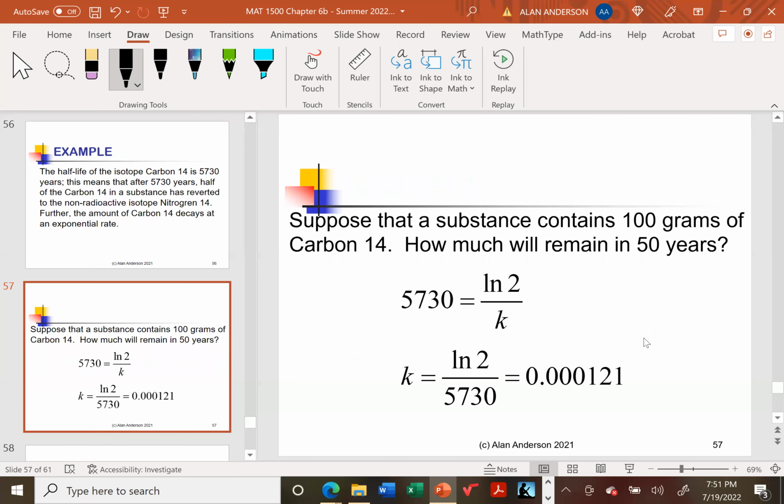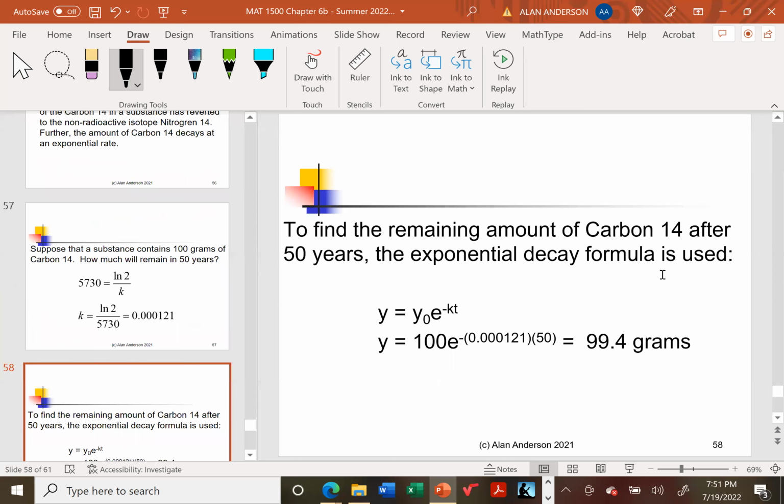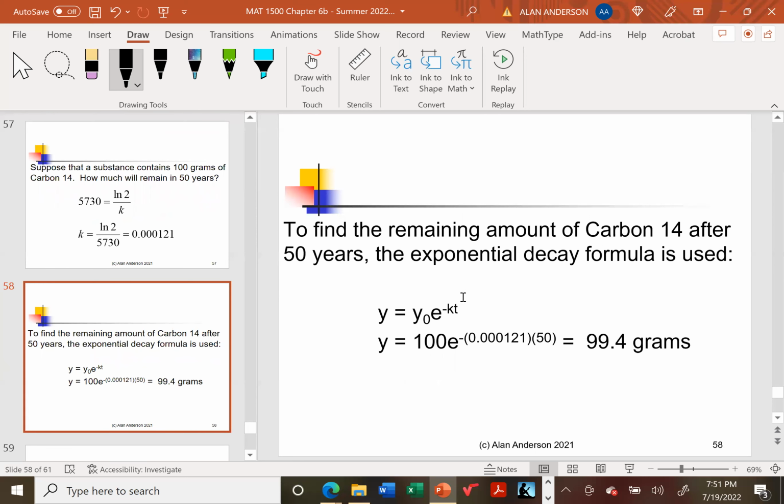So we set the half-life to 5732 = log 2 over k. So the k, as you can see, it's a very slow decay rate, 0.000121. And so now what this means is that now that we have k, we can predict how much will be left after any number of years. Okay, so in other words, this time we have the time and we have the decay rate. And so that leaves us with the amount of radioactive carbon-14 after 50 years, about 99.4 grams.